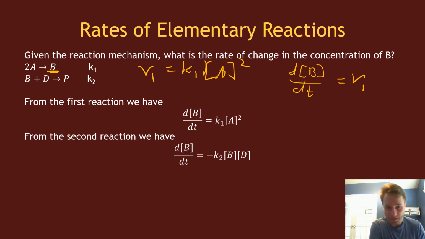Now for the second reaction, B also has its concentration being changed by that second reaction. It's appearing in both reactions, so both reactions affect the concentration of B. And B here is now a reactant. And again, the rate law for that second reaction, V2, is equal to k2 concentration of B times concentration of D.